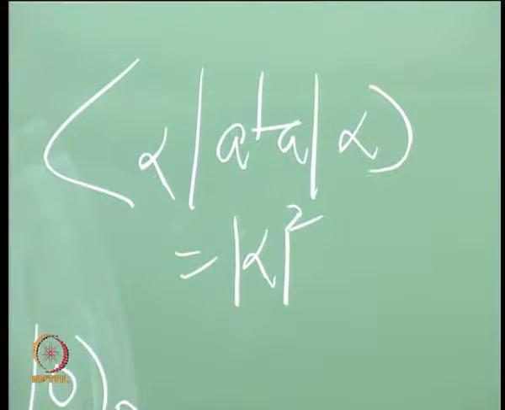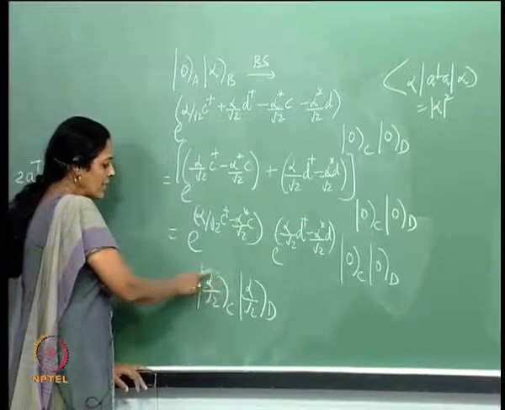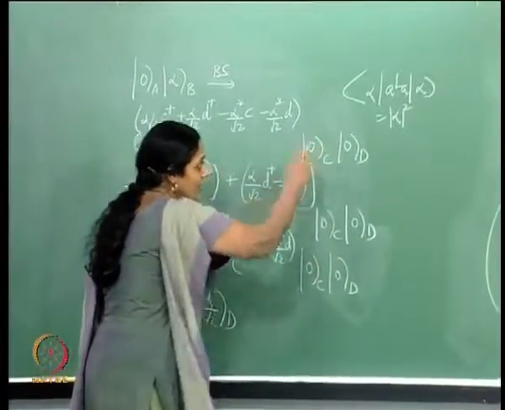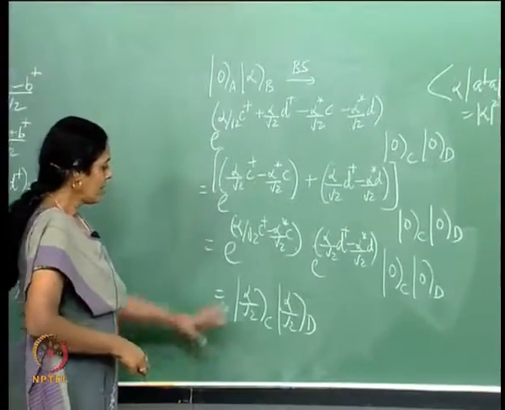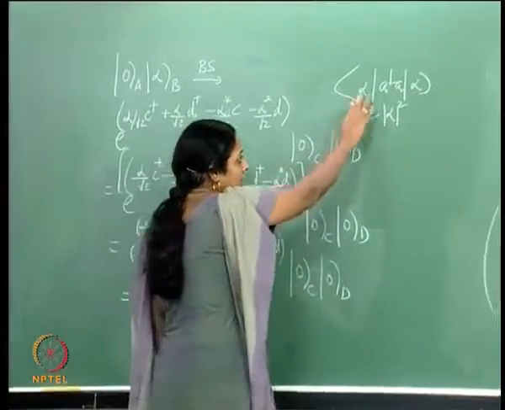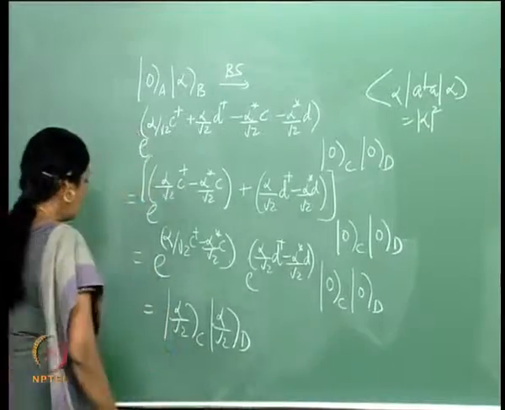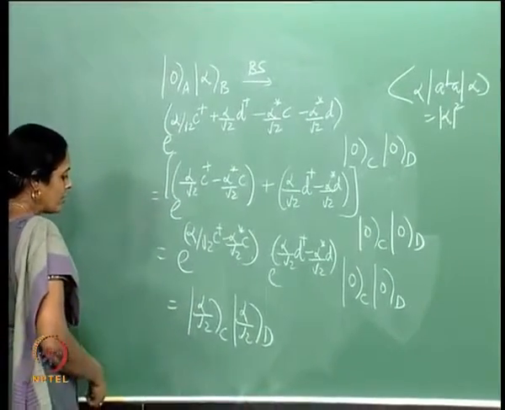Therefore, now the intensity has gone down. Instead of alpha, I have alpha by root 2, and therefore, in this state, the expectation value of A dagger A has come down. It is half the intensity here and half the intensity there. By intensity, I mean the number of photons, the expectation value, the mean photon number. So, this is what I have.